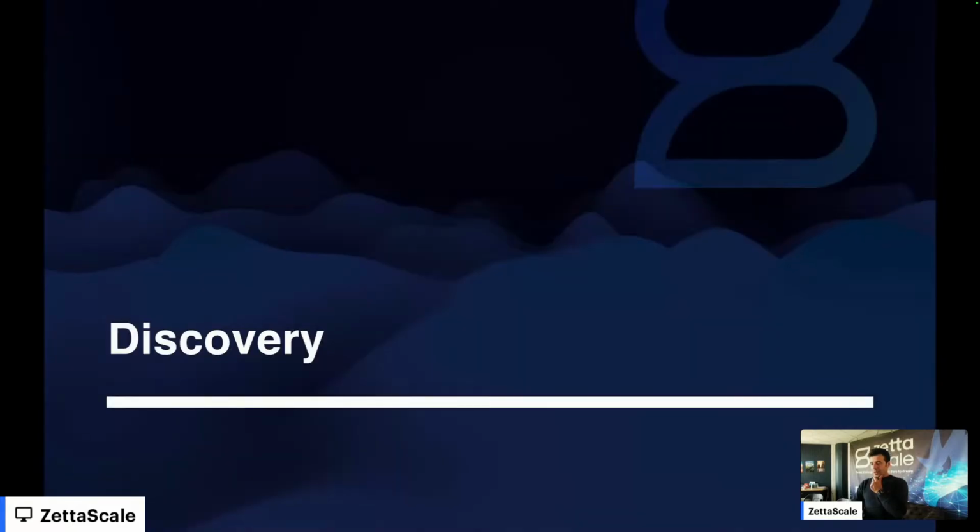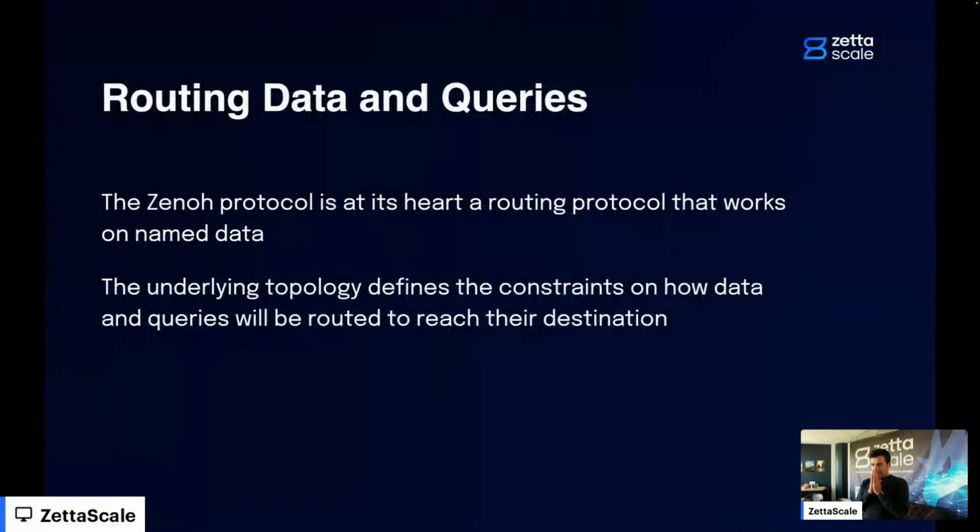And let's try to look now at discovery. The Zenoh protocol at its heart is really a routing protocol, and a routing protocol that works on named data. And the underlying topology, which we established either through scouting or by a combination of multicast, gossip scouting, and explicit locator, just defines the constraint on how we might let data flow across the Zenoh network, and so in a way defines the constraint on how data and queries will be routed to reach their destination.